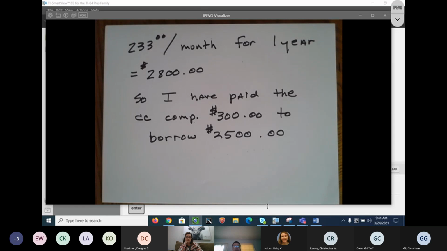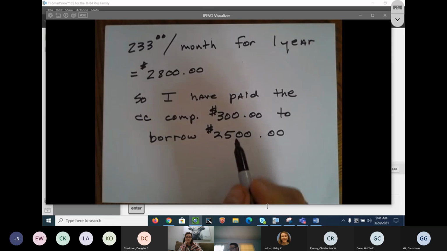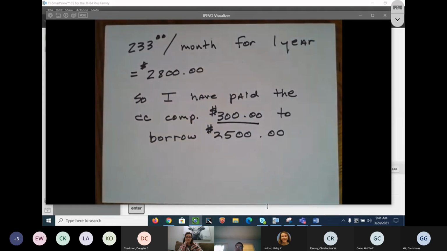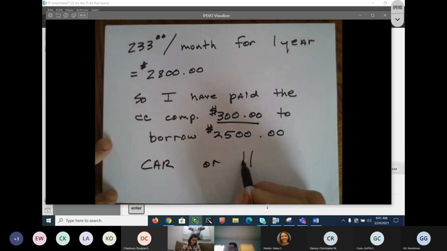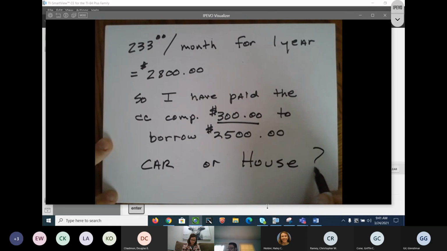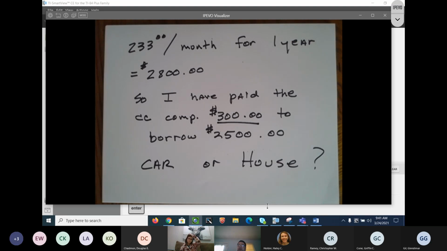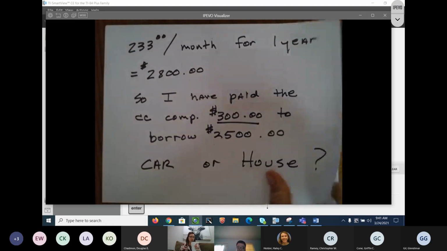So to make a long story short, this is not the best news when your numbers go up as far as a car or a house. So let's look at a car or a house, because I'm going to tell you something. If you think the credit card companies are your friend, then you're going to think a car salesman is your friend. And a car salesman is not your friend. Let's go ahead and look at a car.